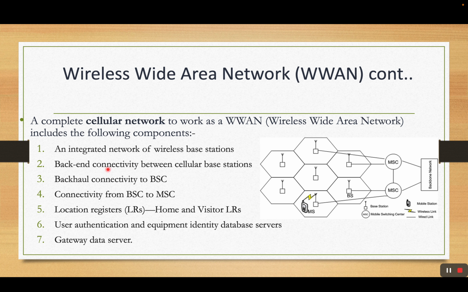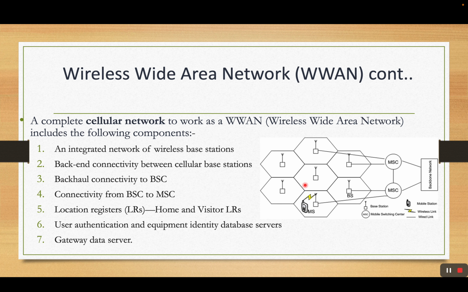Now, the back-end connectivity between the cellular base stations refers to connectivity between the various cell sites in the network. They have to communicate together. This allows for seamless handoff, like when you drive from this point to this point while you're making phone calls. This type of back-end connectivity allows you to continue making calls without being dropped.